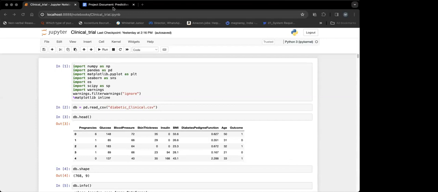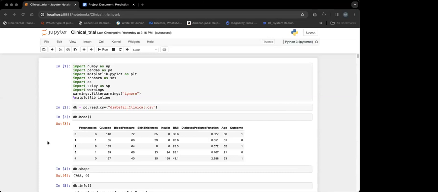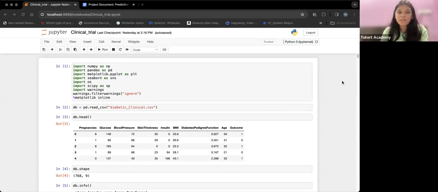Can we get this file? You want me to repeat? This file, the file you're uploading. Yeah, I'll give you the file, no worries.